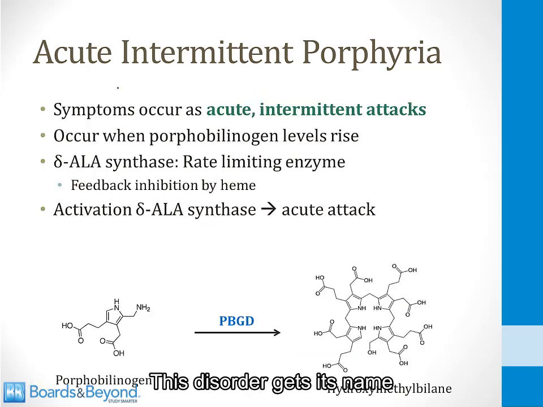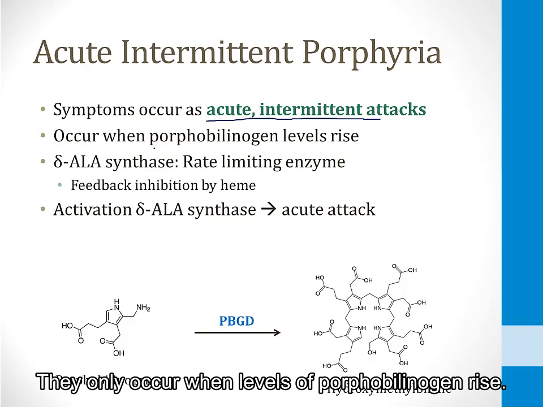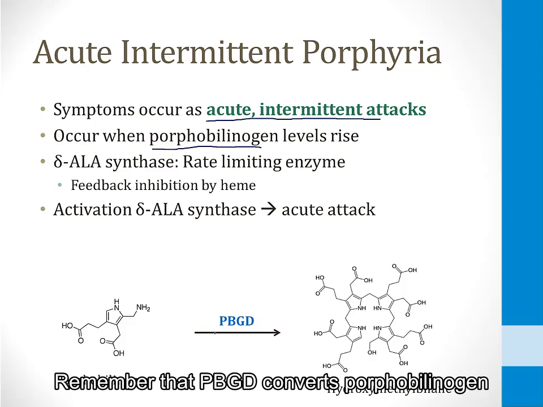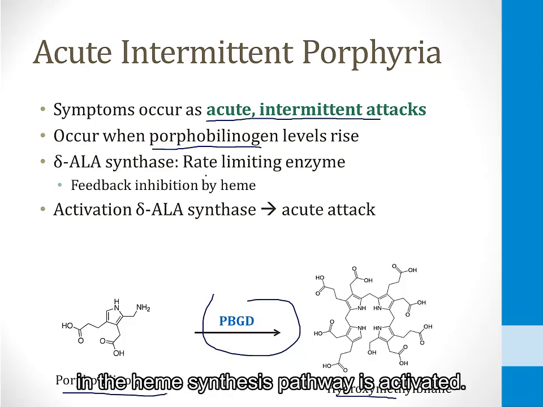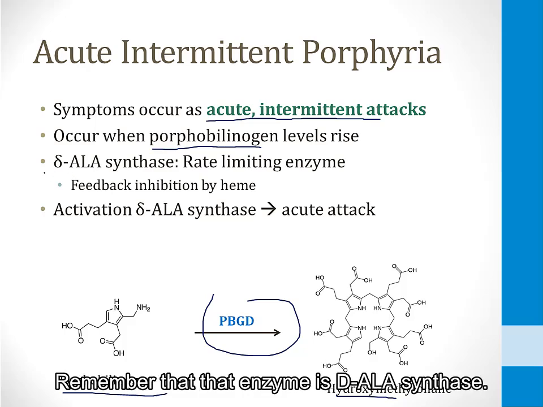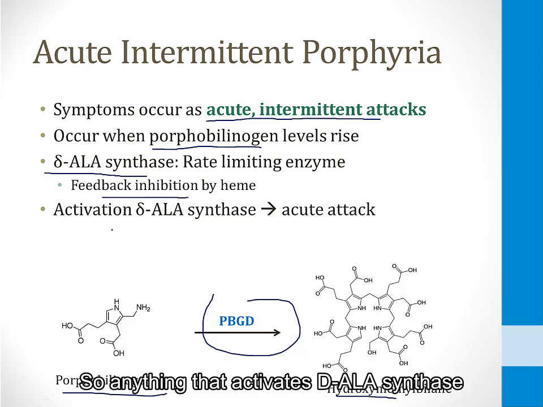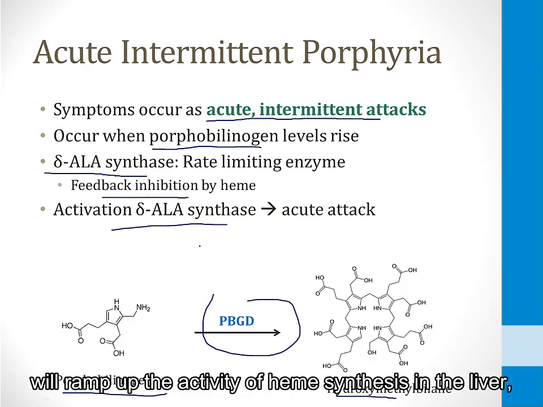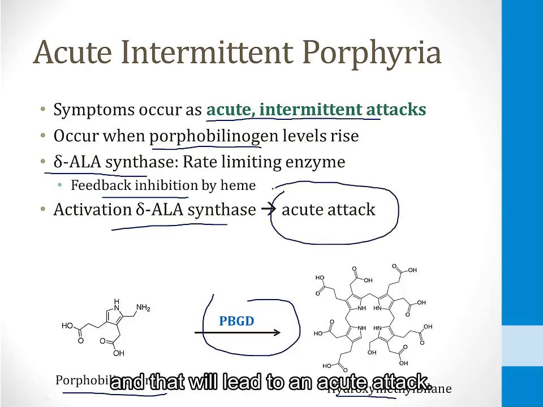This disorder gets its name because the symptoms occur as acute intermittent attacks. They only occur when levels of porphyrobilinogen rise. Remember that PBGD converts porphyrobilinogen into hydroxymethylbilane. Porphyrobilinogen levels will rise anytime the rate-limiting enzyme in the heme synthesis pathway is activated. Remember that that enzyme is D-allosynthetase. It has feedback inhibition by heme, so anything that activates D-allosynthetase will ramp up the activity of heme synthesis in the liver, and that will lead to a rise in porphyrobilinogen levels, and that will lead to an acute attack.